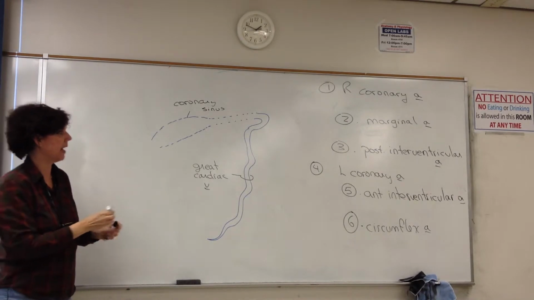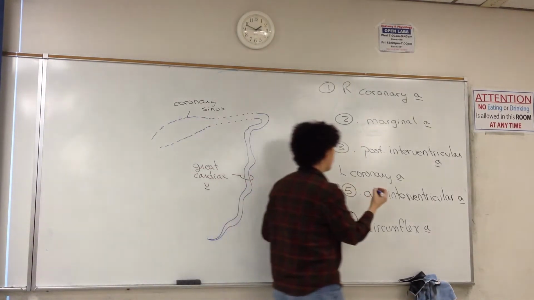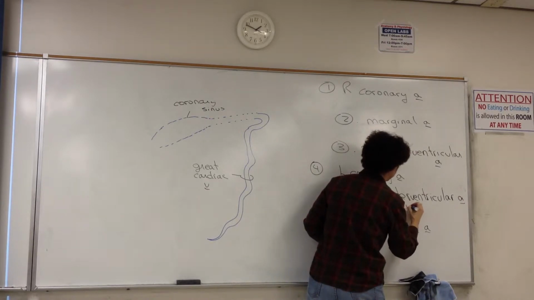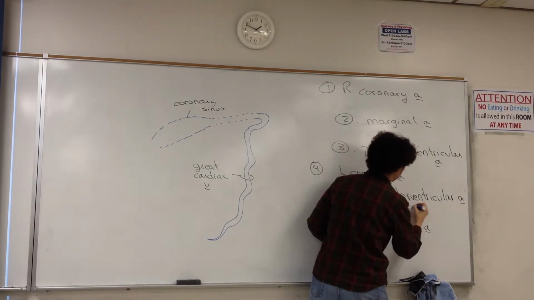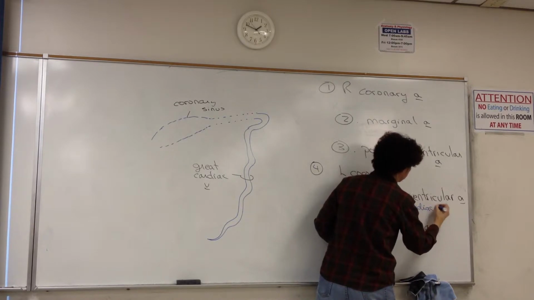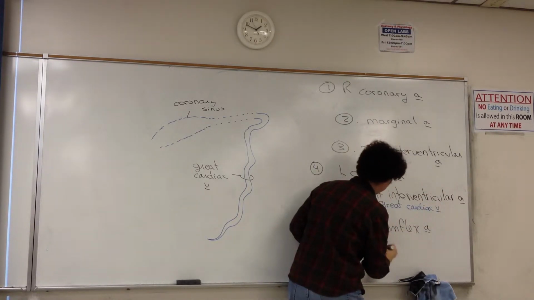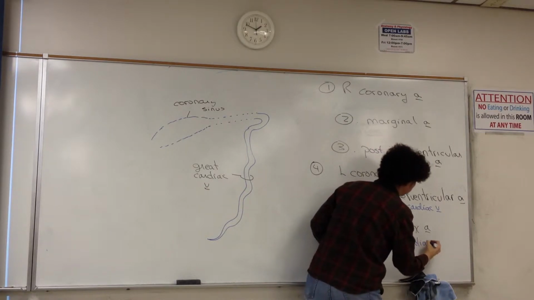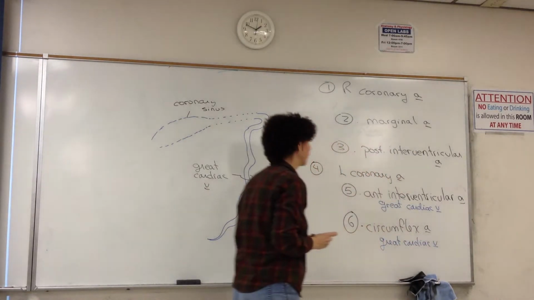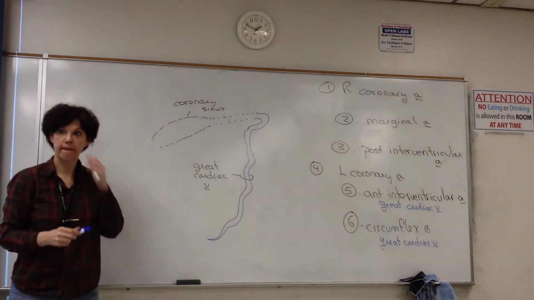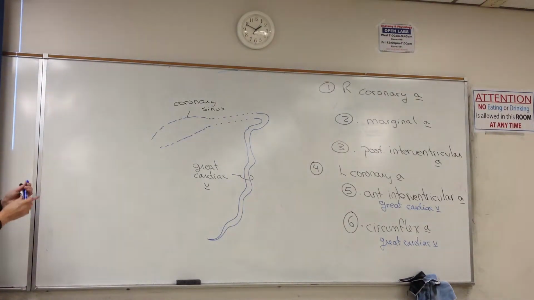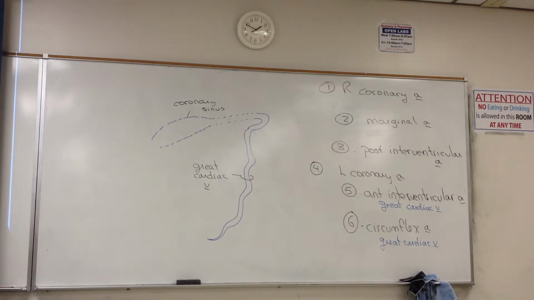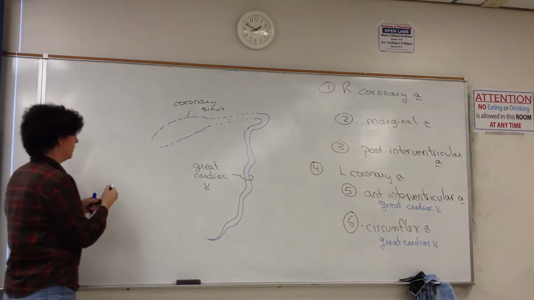So we find the great cardiac vein with the anterior interventricular and with the circumflex arteries. Then along the right border of the heart, we see the small cardiac vein.